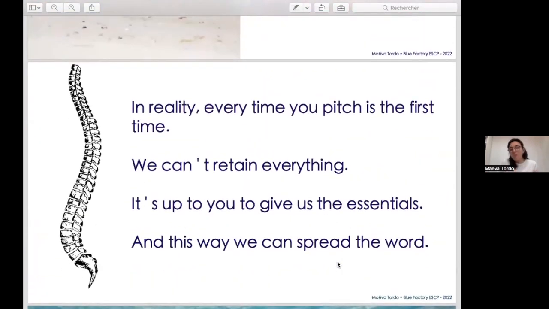This slide, for me, is kind of the sum up of my whole presentation. So you can print it and keep it because it has the essential elements in it. The first line I wrote: in reality, every time you pitch is the first time. If you happen to see in the street, near theaters, sometimes you have posters where they say this show has been presented for the 500th time.